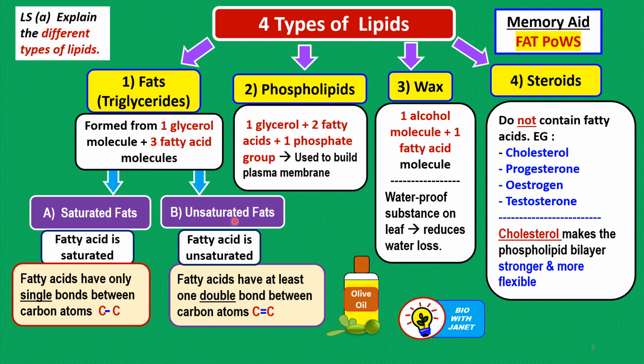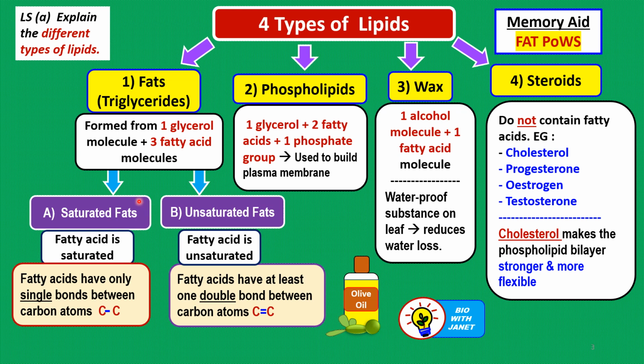So let's recap what we have studied in the previous video. All right, and we're going to also explain the 4 different types of lipids that are in our syllabus. Now, we have already studied about fats and oils. They are called triglycerides, okay? So they are formed from one glycerol molecule combined with 3 fatty acid molecules. This is for one molecule of fat, okay? One molecule of fat contains one glycerol molecule and 3 fatty acid molecules.